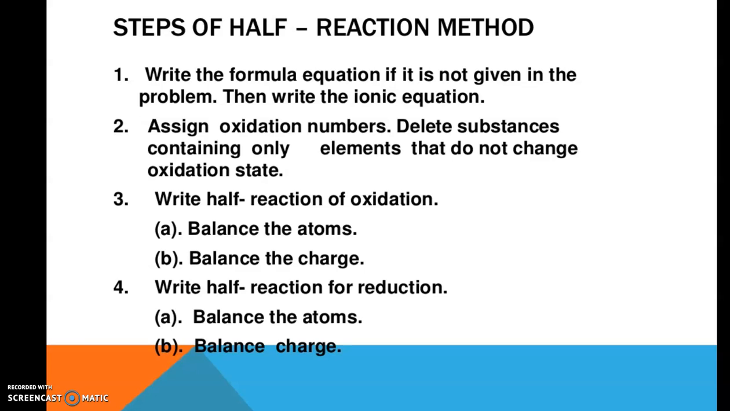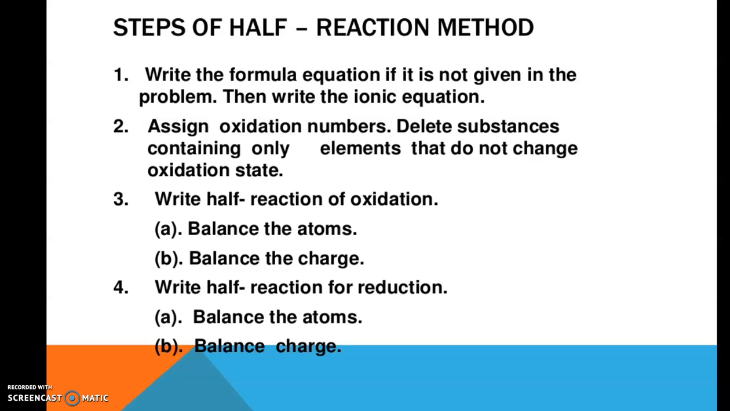Maybe the reaction will be given in a sentence. So we have to convert that sentence into an equation and we have to write its ionic form. That is, the charges we have to write. The next step is assign oxidation numbers. We know how to assign oxidation numbers, that we have already studied. And delete substances containing only elements that do not change oxidation state. And we know if an element is in its elemental form, for example N2, it is bearing no charge, such substances we can delete.